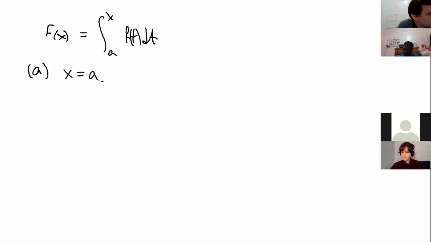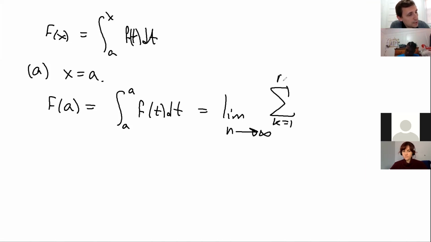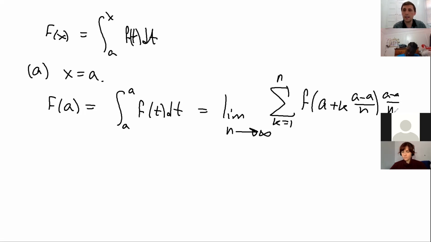What's the situation if x is equal to a? F of a, because this is the bottom. It's the integral from a to a, f(t) dt, which is what? It's in terms of the summation, its limit as n goes to infinity, sum k equal 1 to n, f of a plus k times (a minus a) divided by n, times (a minus a) divided by n. Are you with me, guys? Do you understand this formula?